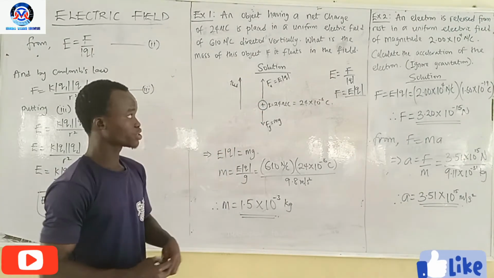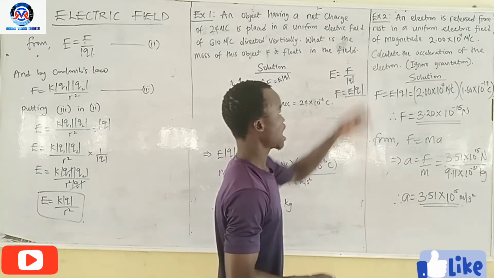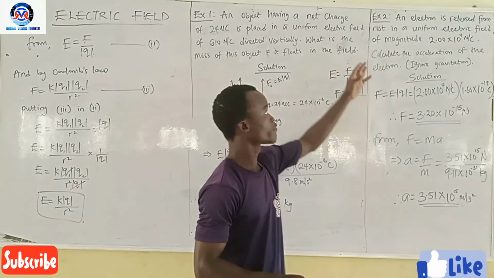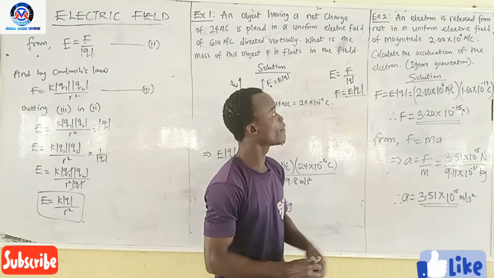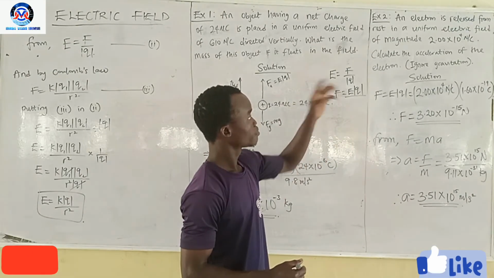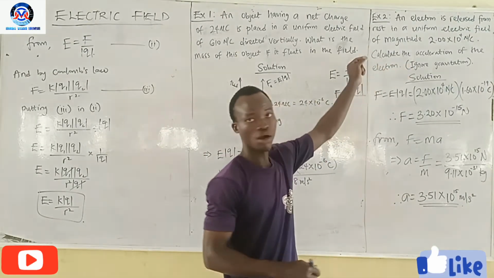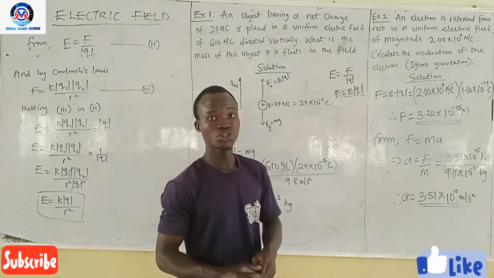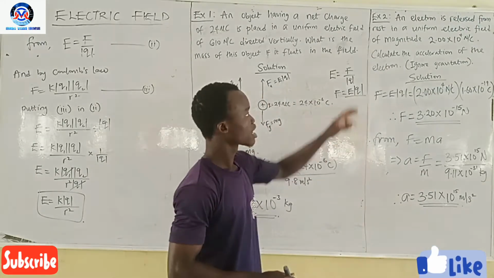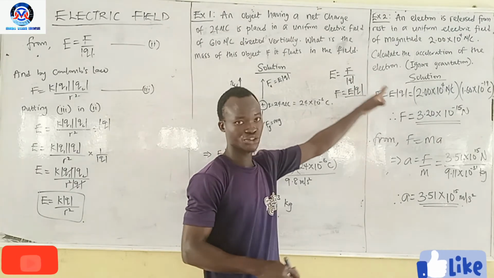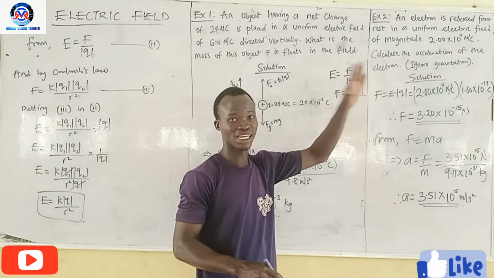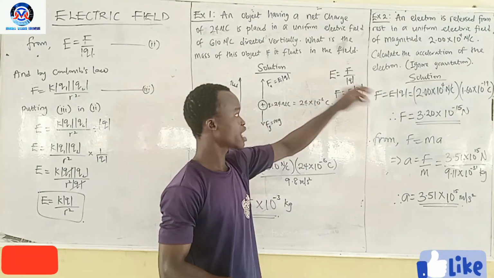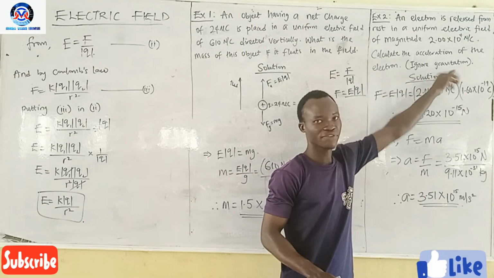Now we have the second question. The second question says, an electron is released from rest in a uniform electric field of magnitude 2.00 times 10 raised to the power 4 Newton per coulomb. Calculate the acceleration of the electron. Here we are asked to ignore gravitation.